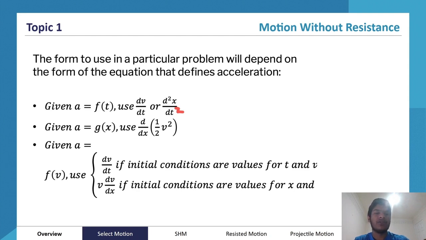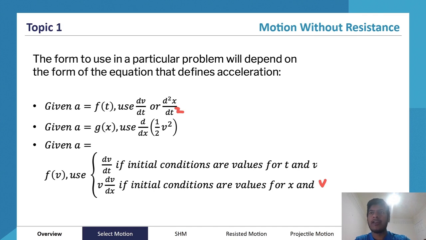And in that case, we use dv dt if the initial conditions are in terms of t and v. So that is, if we say initially the particle is at rest, or if we say something along the lines of at t equals 5 seconds, the particle is traveling at 10 meters per second. If we have some initial conditions in terms of t and v, then we use dv dt. Otherwise, if we have initial conditions in terms of x and v, then we would use v dv dx.